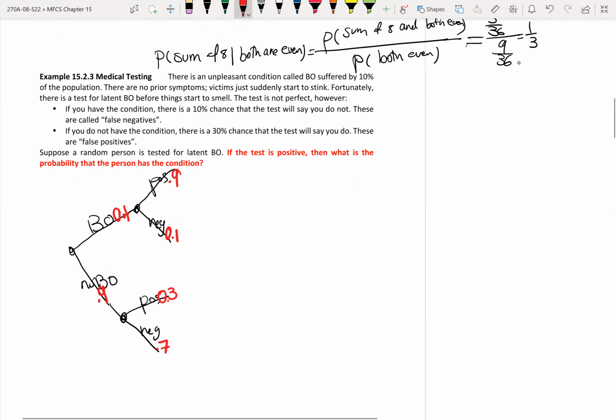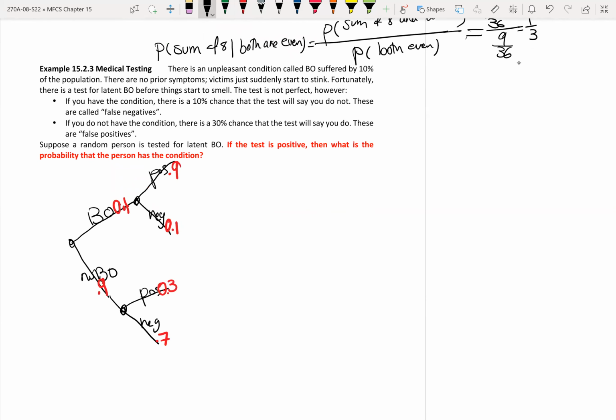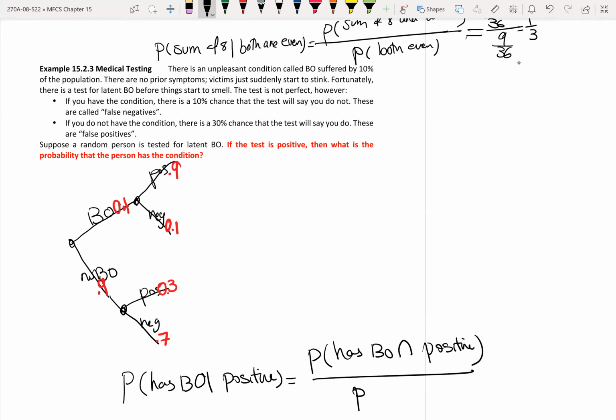So if I want to follow the rule that we just learned, let's write what you're looking for: if the test is positive, then this has the condition. So has BO given the test is positive. According to what we just learned, you need the has BO intersection with the positive on top, and then you need the test positive in the denominator, okay? So I'll write the test positive here.